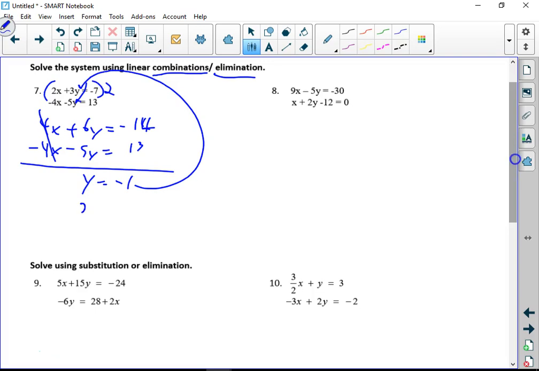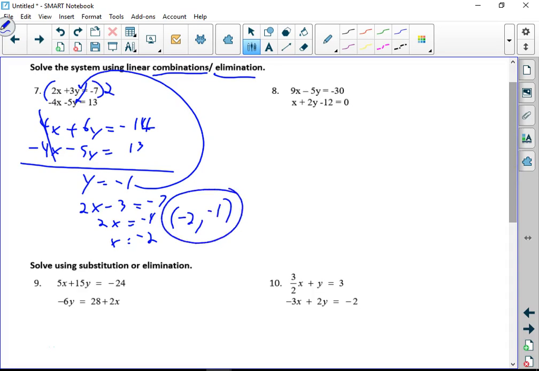So if I plug in the first one, I get 2x. Negative 1 times 3 is minus 3 equals negative 7. Move the 3 over by addition, and I get negative 4. So x is negative 2. Remember, we're not done leaving it like this. You have to write it as a point. That's your answer right there, negative 2, negative 1. And you can go through and check that if you like. Plug it back in. Okay.